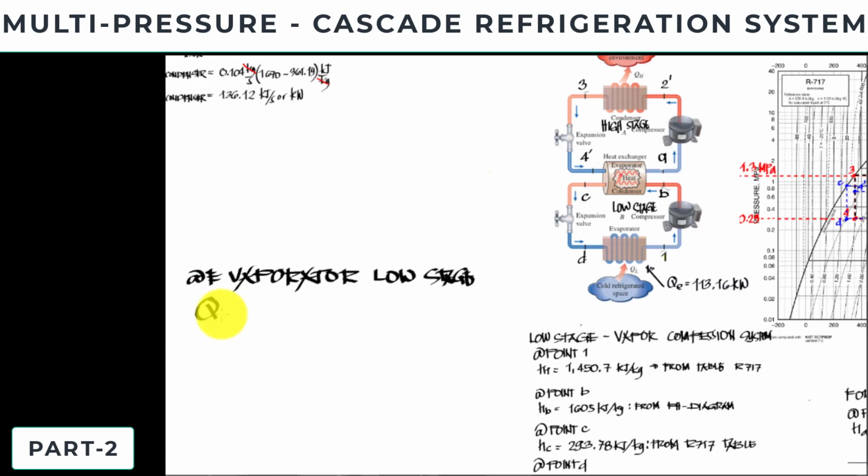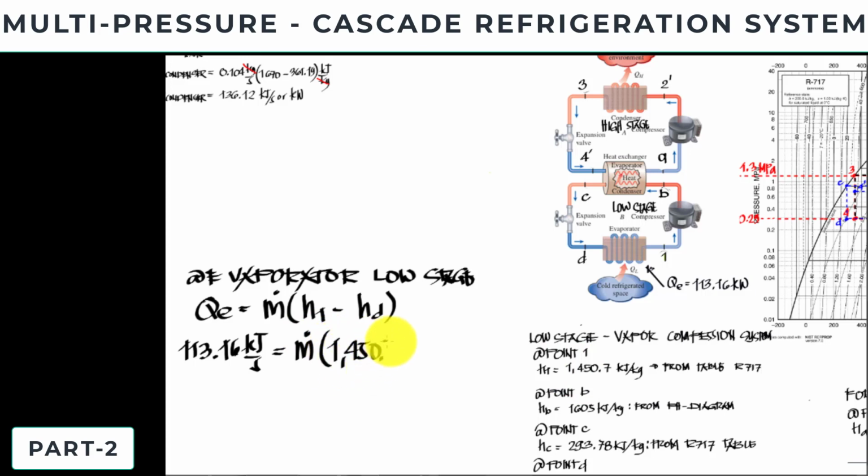So we have the equation for your evaporator. So that would be the mass flow rate times the change in enthalpy from point 1 to D, no? Enthalpy D. Okay? So substitute natin yan. We have 113. So that would be 0.16. So this is kilojoule per second, and this is equal now to the mass flow rate times the enthalpy 1, which is given, nakuha na natin, which is 1,450.7. And this is minus the value of enthalpy D.